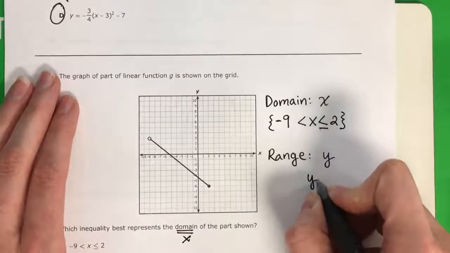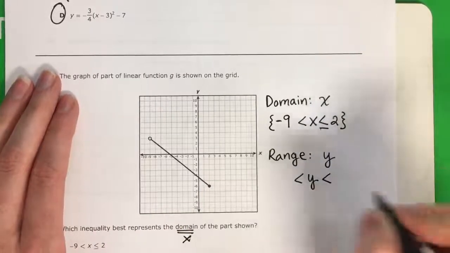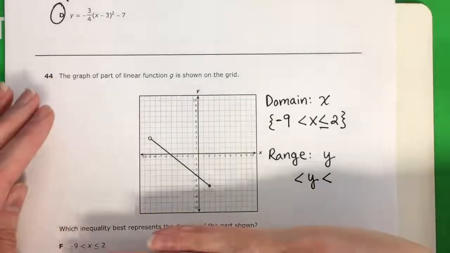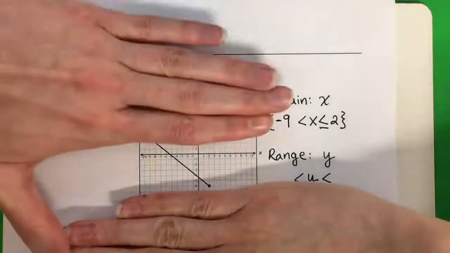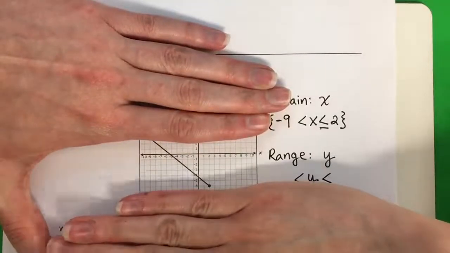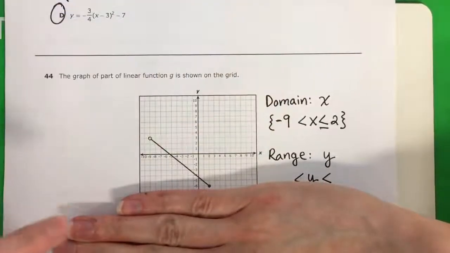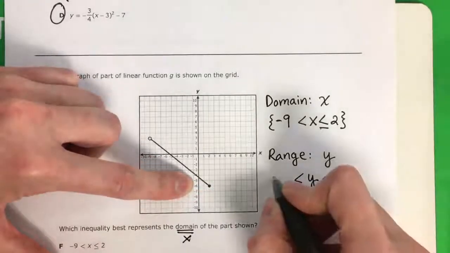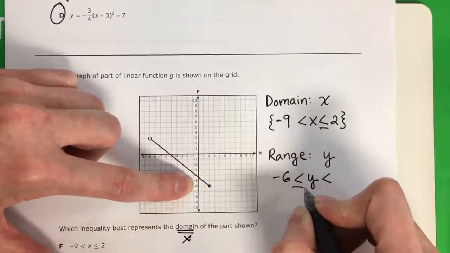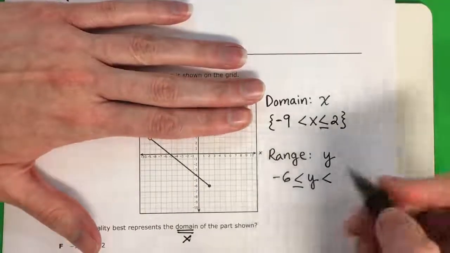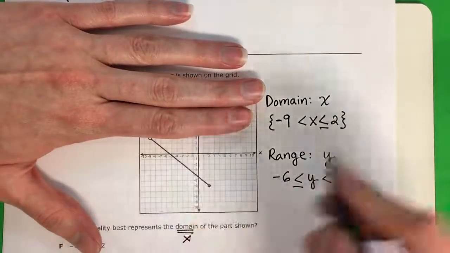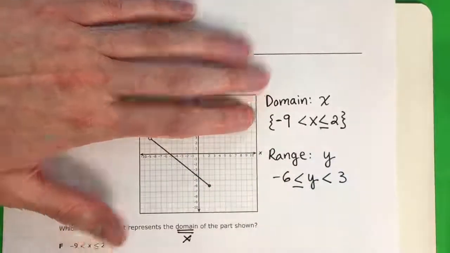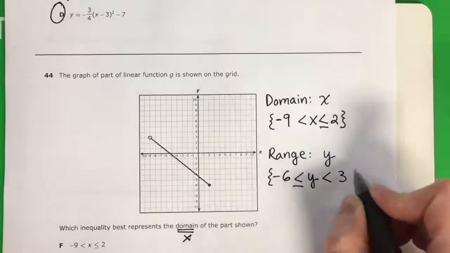Range is y. Put less than and less than. Always less than. Y is up and down, so you're going to put one hand down and one hand up. Down is small, so you will start with the down. What number am I touching down? That's -6. Yes color, yes line. Now up. What number am I touching here? 3. No color, no line, and put your braces.